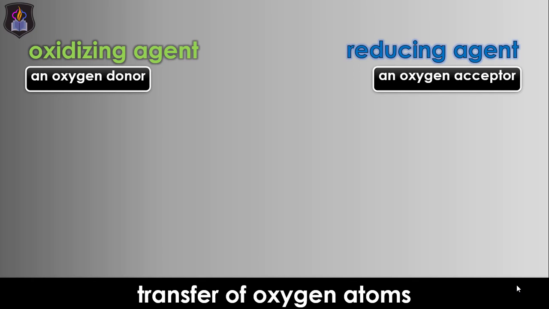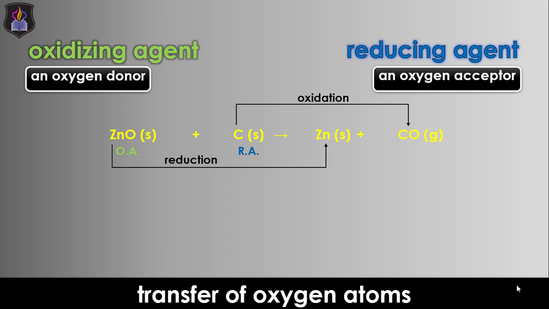In the reaction between zinc oxide and carbon, the zinc oxide is the oxidizing agent because it oxidizes the carbon by donating an oxygen atom to it and becomes reduced to zinc metal, while the carbon is a reducing agent as it reduces the zinc oxide by accepting the oxygen atom from it and becomes oxidized to carbon monoxide.